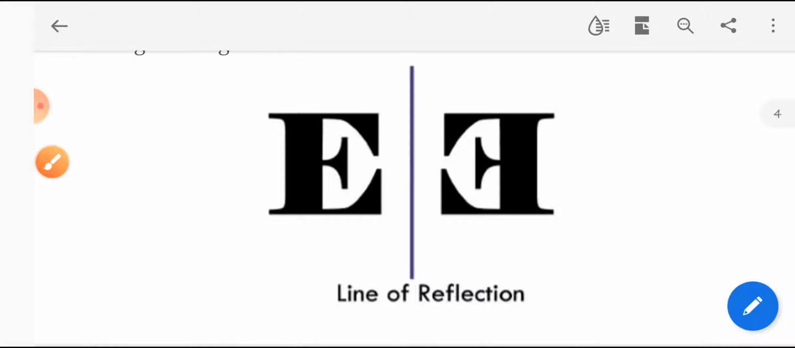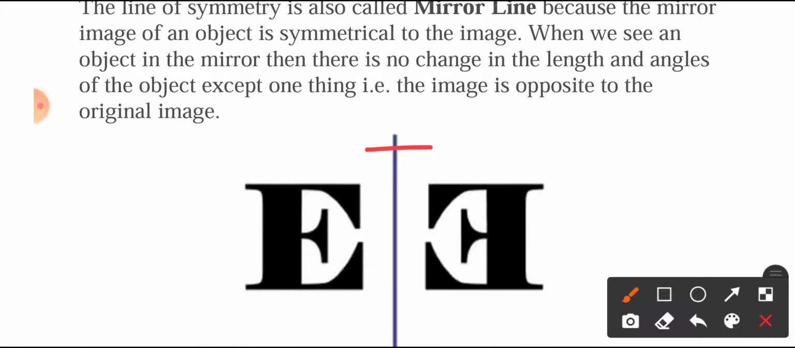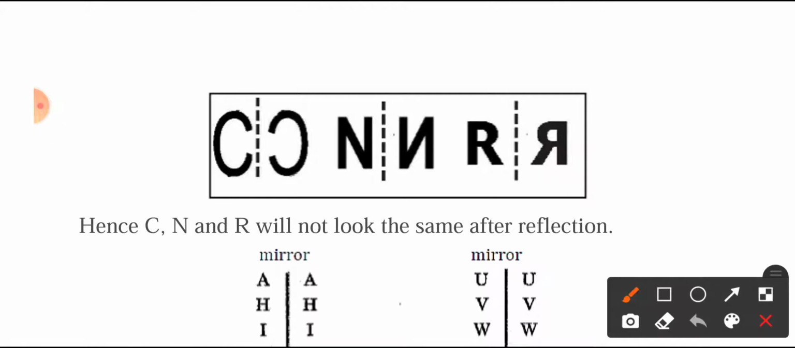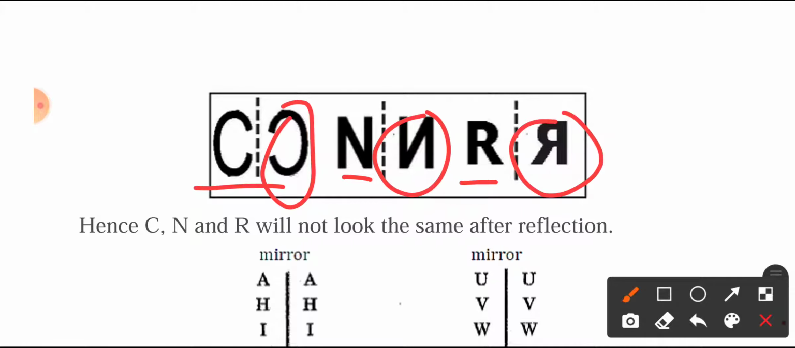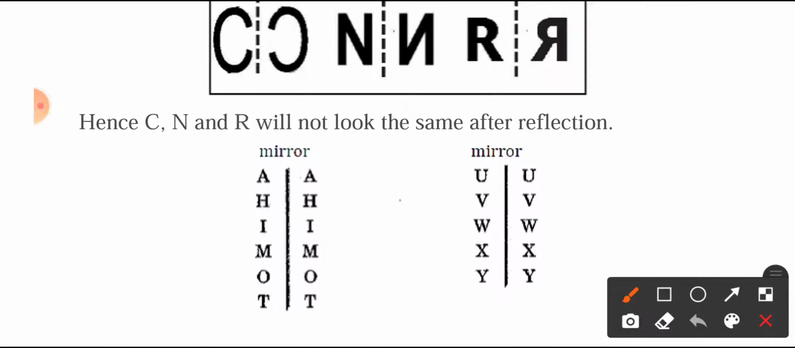So if you see E in the mirror, you can find that the reflection or the image will be like this. It will be opposite to E. So this is known as the mirror line. Some examples: if you see C and R in the mirror, you can find that the image will be opposite like this. So C and R will not look the same after reflection. It will become opposite.